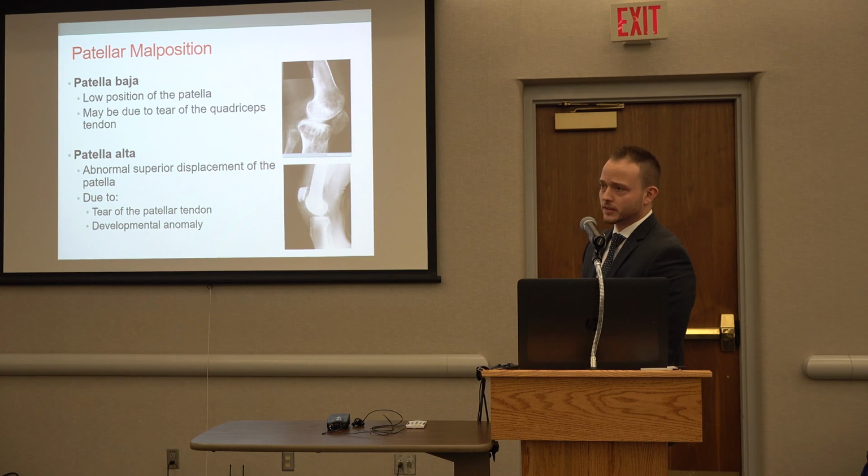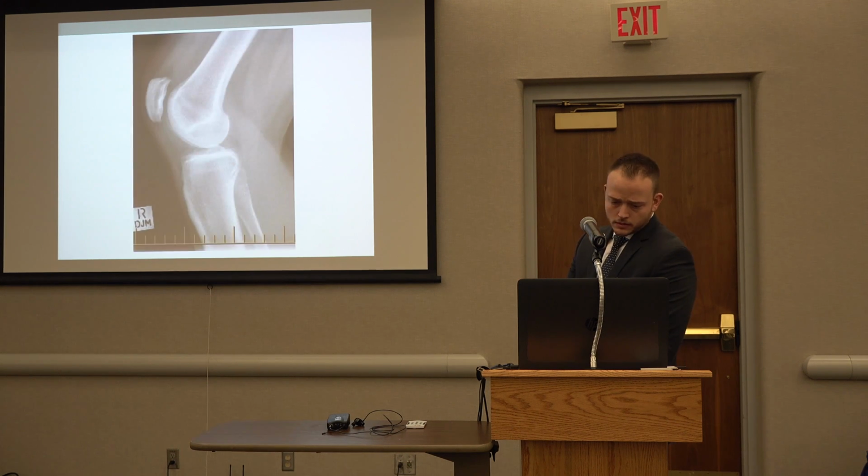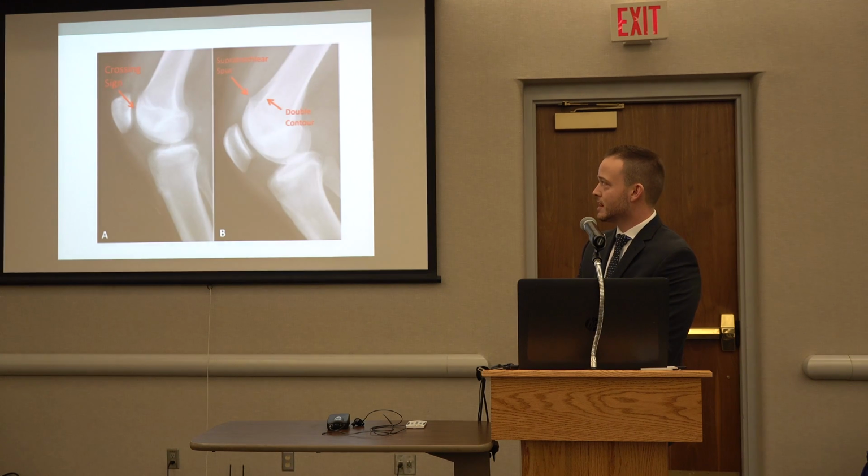Less frequently you see patella baja or low position of the patella. This could be due to tear of the quad tendon. More often it's a length discrepancy. Patella alta is far more common. It's present in about a quarter of patients with acute dislocation, and you can think just structurally you need a greater degree of flexion to engage that trochlea, so you have reduced patellar contact area in early flexion. So it can present by itself as an isolated factor, but more often than not you're going to have trochlear dysplasias to go with it.